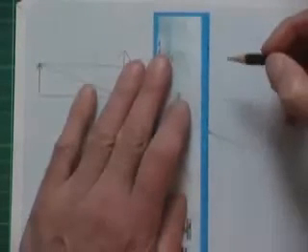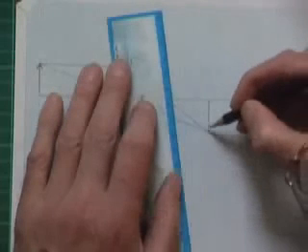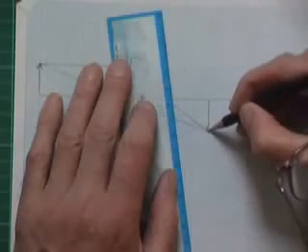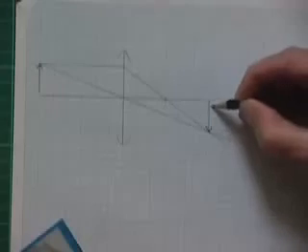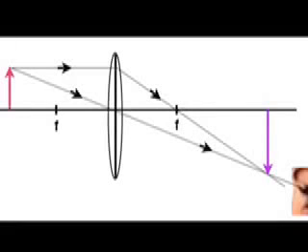So we mark in the image at exactly where these two rays cross. It's inverted and it's real. It could be projected onto a screen. And again a reminder of the final diagram.